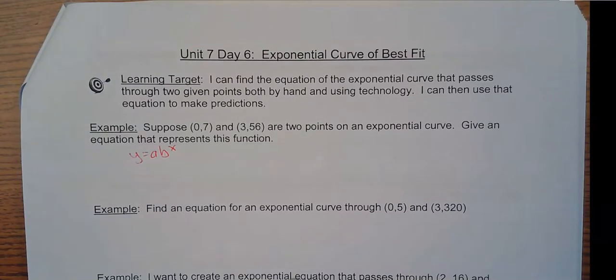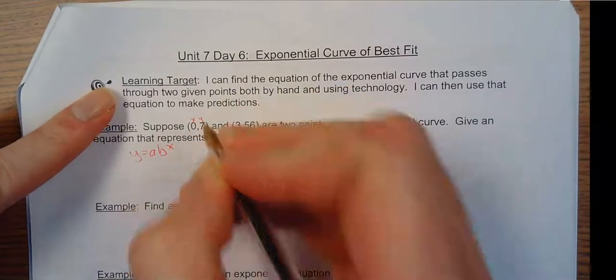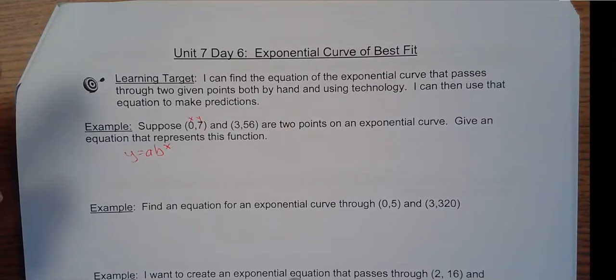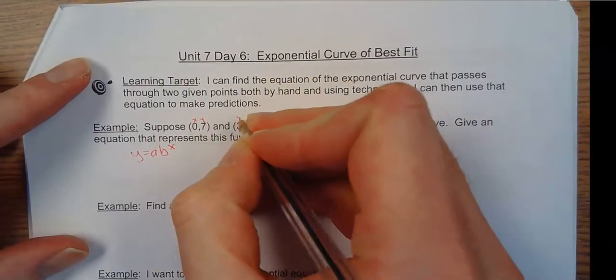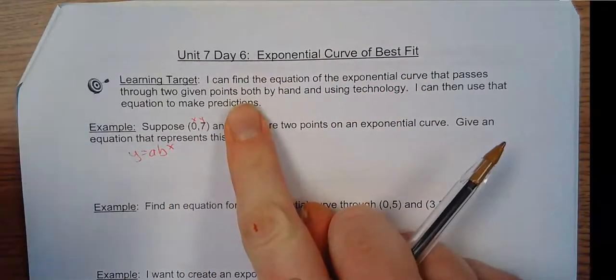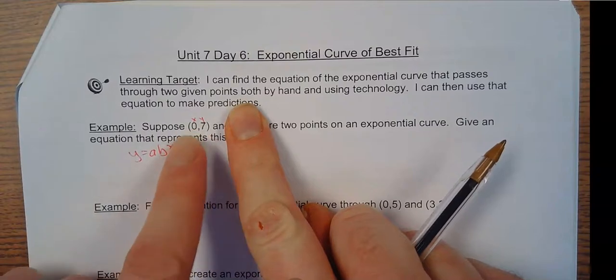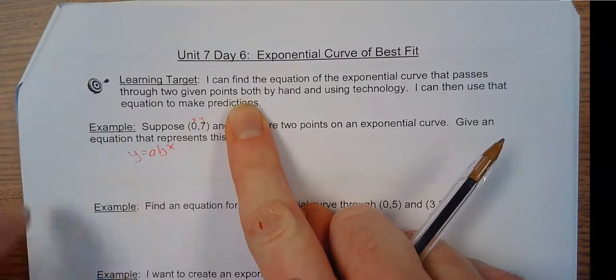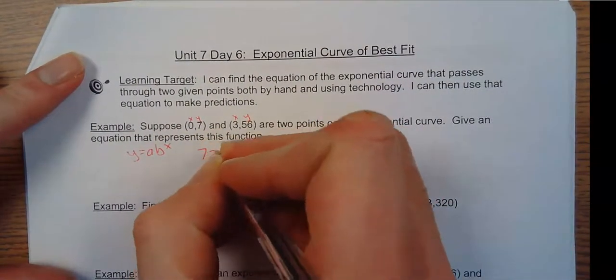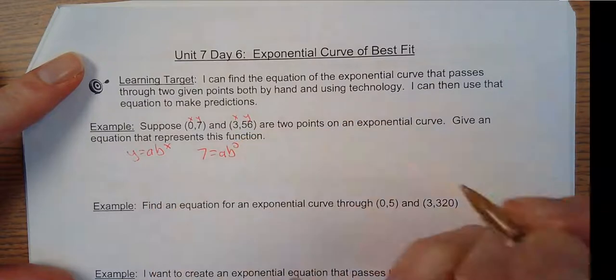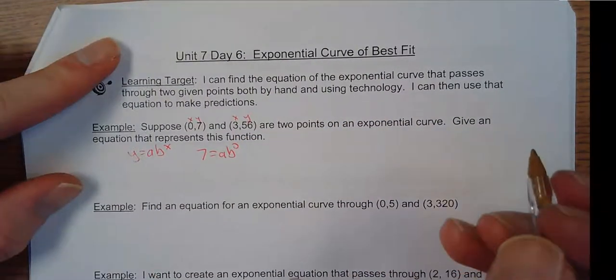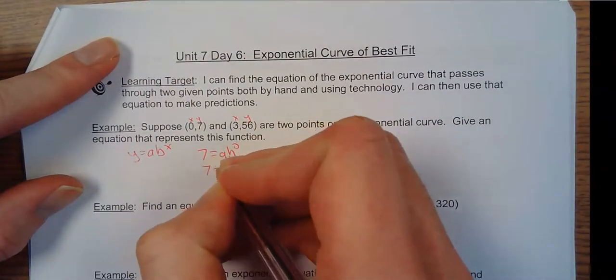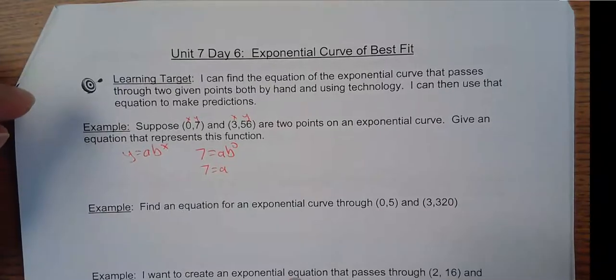So let's start off with each one of these points and plug it in. This is an x coordinate and this is a y coordinate, and then this is another x coordinate, another y coordinate. Just looking at this first one, if I plug 0 in for x, I should get 7 for y. So 7 equals a b to the 0. And b to the 0 is 1, so that means 7 equals a. That's really nice how that worked out.